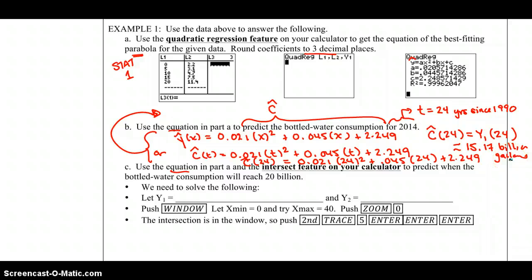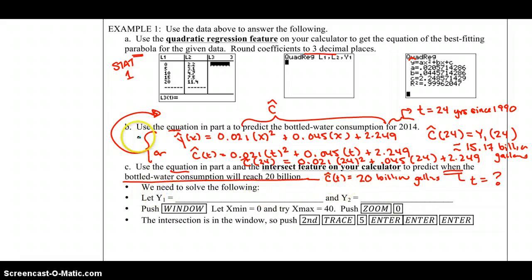All right, so now part C, we're again asked to use the equation in part A and the intersection feature on our calculator to predict when, so now t is in question, to predict when the bottled water consumption will reach 20 billion. So now we're given that consumption at some time t is going to be 20 billion gallons. So we need to solve the following.